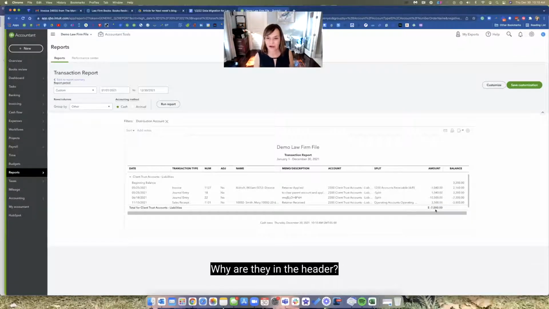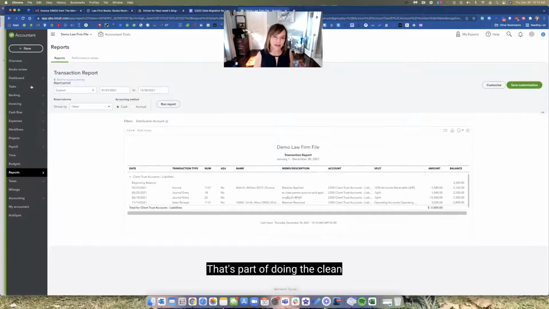Why are they in the header? I could see retainer in and out. It was William Aldridge. Why wasn't it booked to William Aldridge? Those are the things you want to ask. In this one, there's a journal entry, 10,500. It could be that it belongs someplace else, so you really need to find out. Mary Smith, why is it in a header? We know who Mary Smith is. So those are the things you need to clean up.